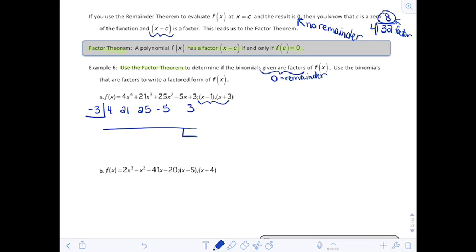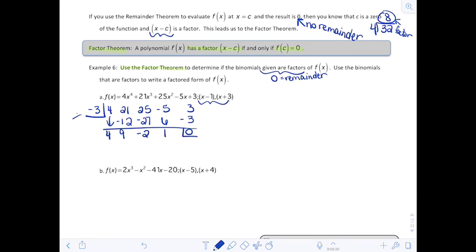Drop down the 4, times negative 3 is negative 12. 21 and negative 12 is positive 9, times negative 3 is negative 27. Add to 25, I get negative 2. Multiply to negative 3, I get 6. Add to negative 5, I get 1. Multiply to negative 3, I get negative 3. And when I add, I get 0.